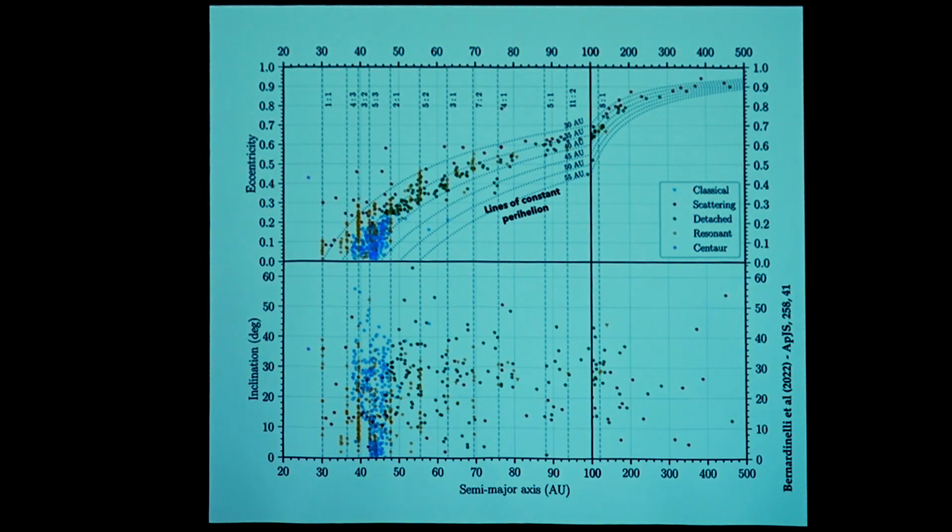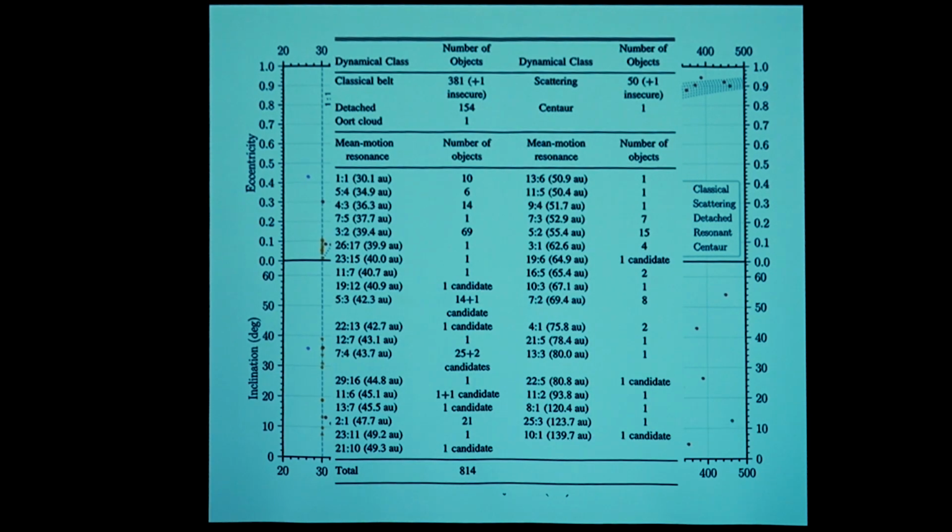So here is the usual semi-major axis, eccentricity, inclination diagram that I think most of you are used to seeing. You can see that there's a lot going on here. Lots of objects at high inclination, lots of objects at high perihelion. And let me give you a little bit of the numbers that we have here. We have 800 and some objects.